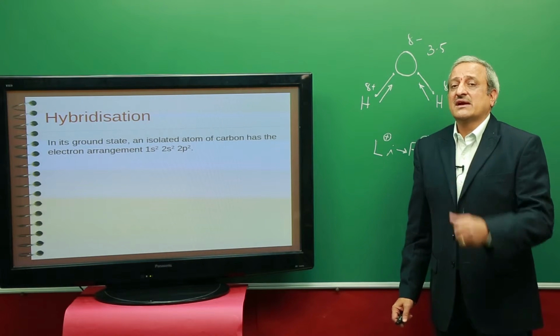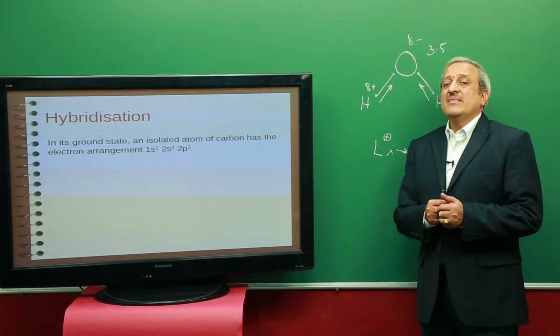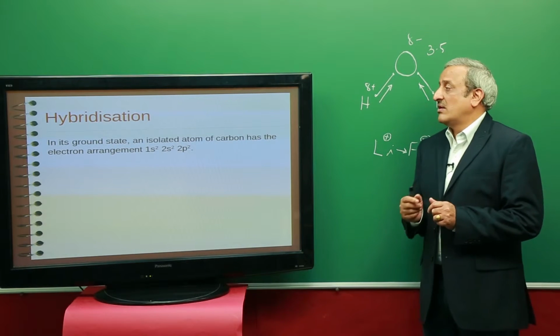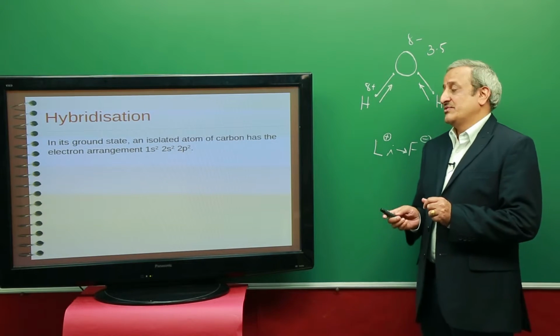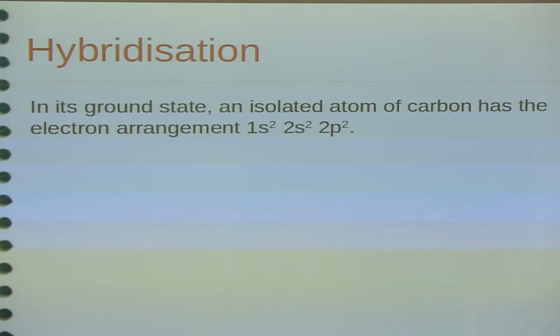Let's see what is the electronic configuration. Its atomic number is 6. There are 6 electrons. How are they configured in the atom? 1s2, 2s2 and 2p2. In the first orbital we have two electrons, in the second orbital we have 4 electrons. 4 electrons are between 2s and 2p.